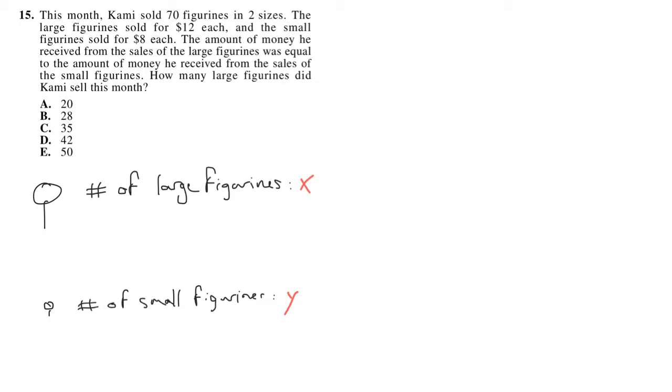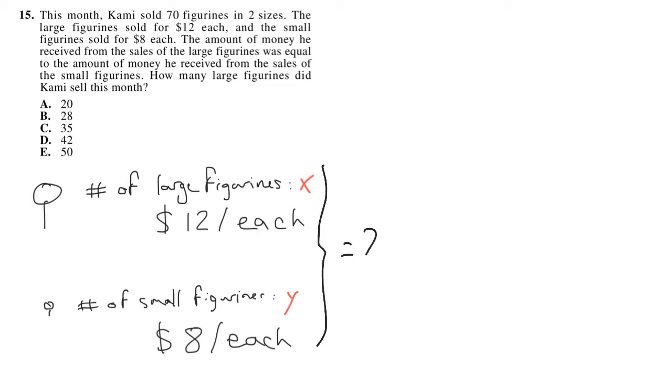Well, we know that the large ones go for $12 a pop, and the small ones go for $8 each. And then we know there's 70 of them in total, so this equals 70. Now we have to take this real-world information and turn it into an abstract algebra equation, or in this case, a system of linear equations.